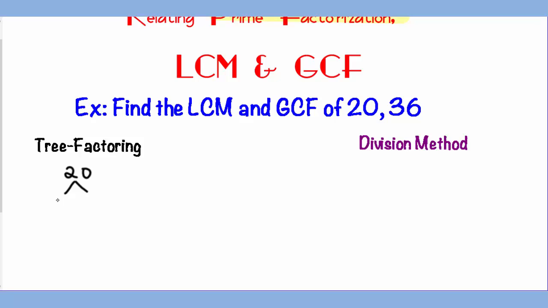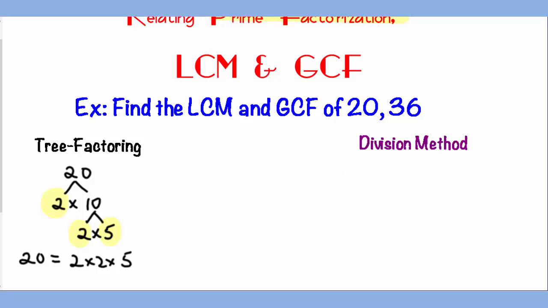So 20 can be 2 times 10, which 2 is already a prime, you highlight that. And 10 can be factored further to 2 times 5. And both of them are prime, and you're done. So 20 equals 2 times 2 times 5.